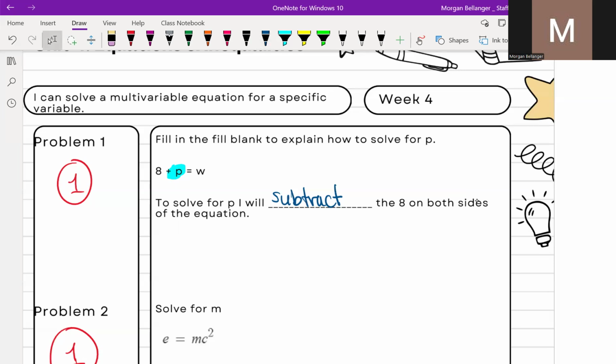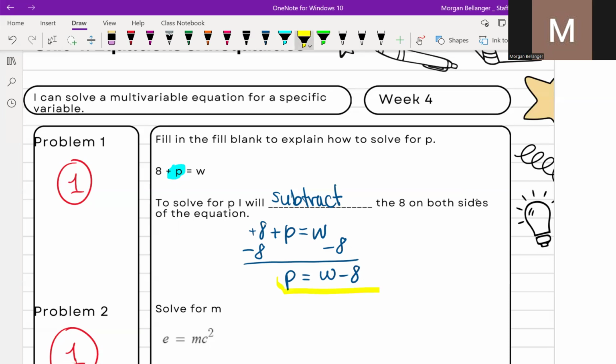So I'm going to go ahead and rewrite this as 8 plus P is equal to W. And then subtract, and we're subtracting because this is a positive 8. So we will do the opposite operation, which is subtract. So we'll have P is equal to W minus 8. And that's actually P solved. We don't have to do anything more for that first one.